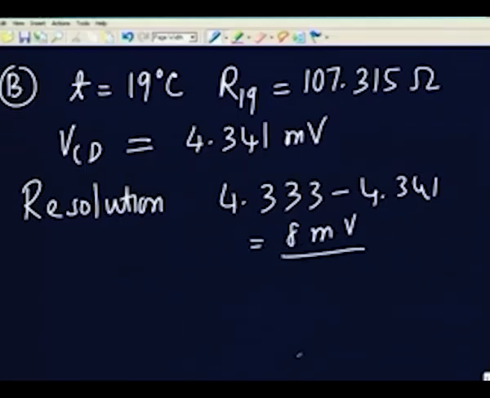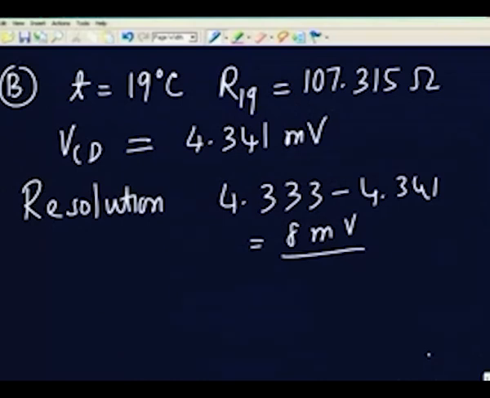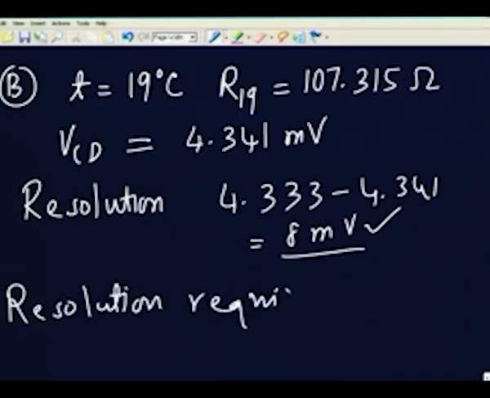And you see that in the previous case we had a 7 millivolt resolution, and in the case of temperature decreasing we require an 8 millivolt resolution, and therefore, we can say that the resolution required is the smaller of the two, which will be 7 millivolts. That means that the voltmeter which we are going to have there must be able to resolve 7 millivolts.